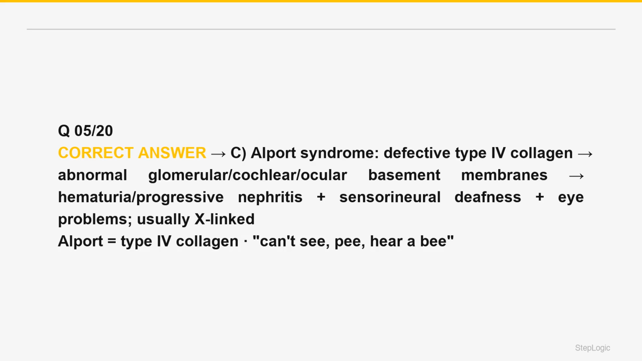The key to recognizing Alport is that type 4 collagen is also in the basement membranes of the cochlea and the eye, so the syndrome is a triad of kidney, ear, and eye involvement. Progressive nephritis, hematuria leads to renal failure, sensorineural hearing loss, and ocular abnormalities, anterior lenticonus, retinopathy. It is distinguished from thin basement membrane disease, benign familial hematuria, and from IgA nephropathy. The type IV collagen defect affecting kidney, ear, and eye basement membranes is Alport syndrome.